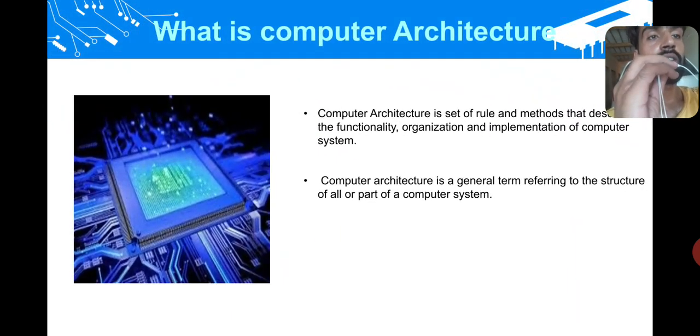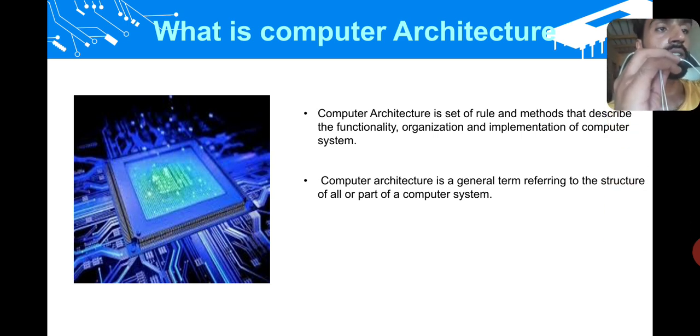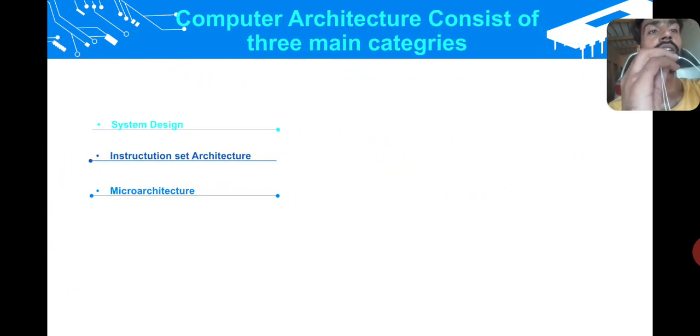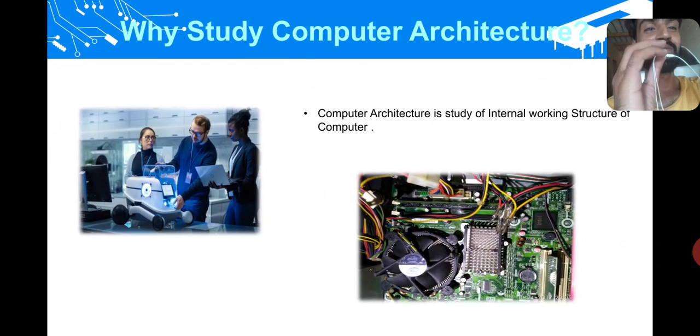What is computer architecture? Computer architecture is a set of rules and methods that describe the functionality, organization, and implementation of computer systems. It is a general term referring to the structure of all or part of a computer system. Computer architecture consists of three main categories: system design, instruction set architecture, and microarchitecture. Why study computer architecture? Computer architecture is the study of the internal working structure of a computer.